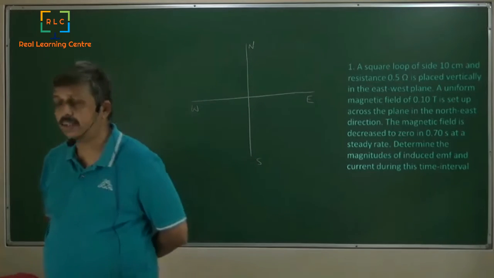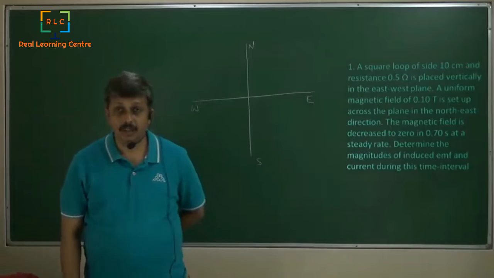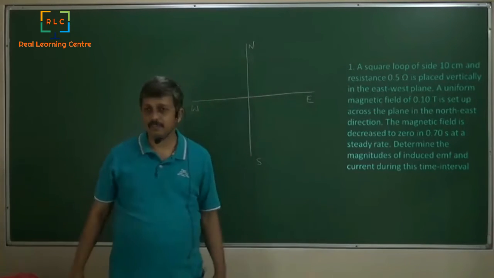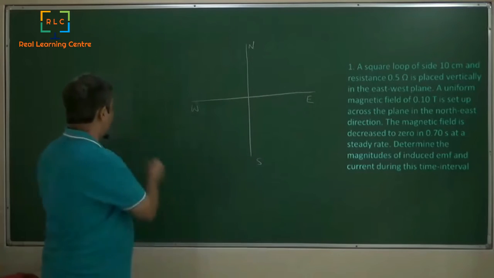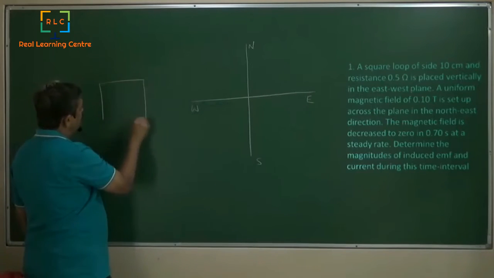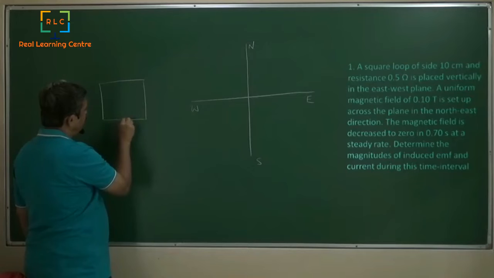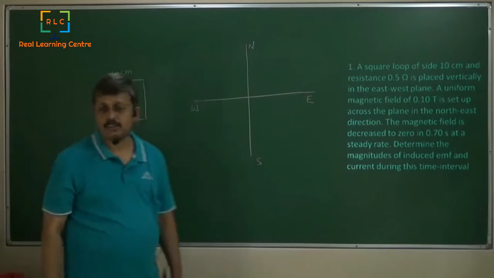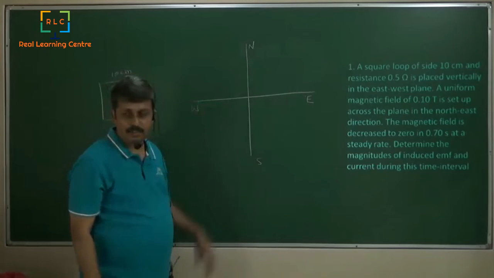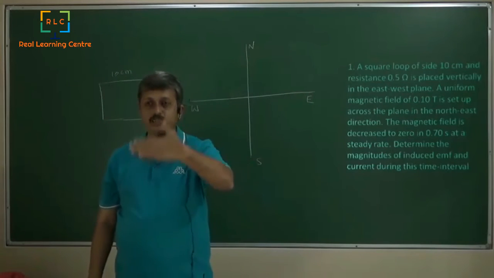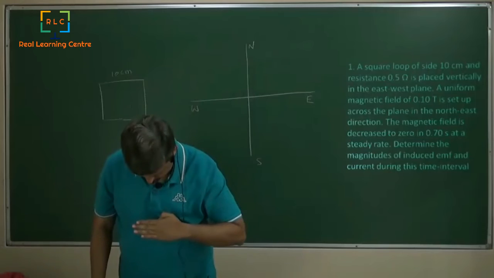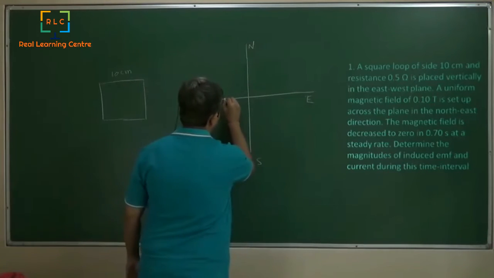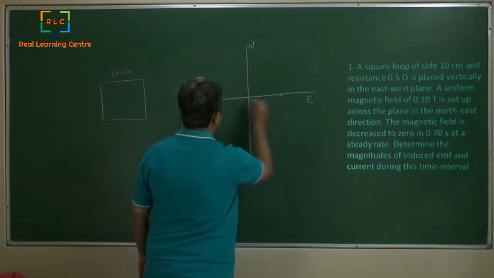And the coil is kept in the east-west plane, in this plane. So let's say the coil is a square coil like this. Each side is 10 centimeters. But if you keep it like this in the east-west plane, and I am seeing it from the top, I will only see one line. So I am going to draw that line. This is the thickness, let us say.